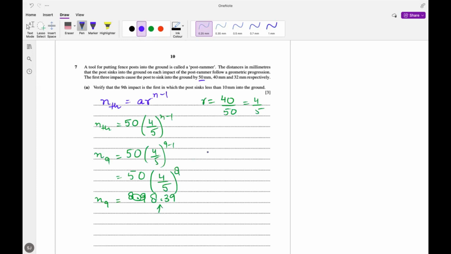However, just to verify, let's first find the eighth term. The eighth term should be greater than 8.39. So for the eighth term, we will write 50 into 4 upon 5 to the power 8 minus 1. So the eighth term will be 50 into 4 upon 5 to the power 7. Substituting this in the calculator, we will get this value as 10.5. As this is greater than 10, it means that the ninth term is the first in which the post will sink less than 10 millimeters.